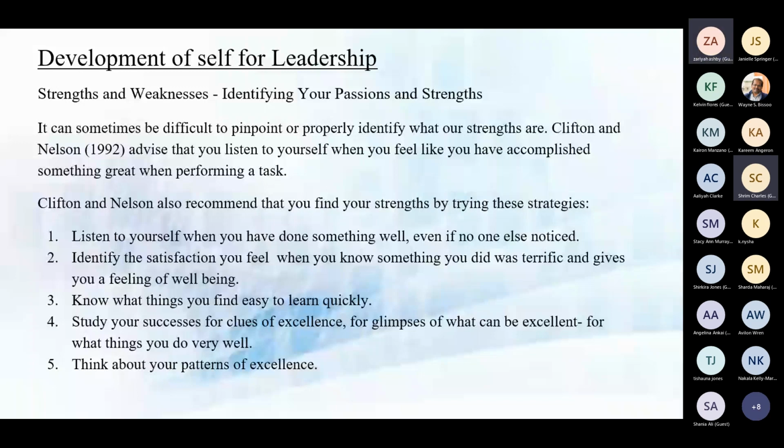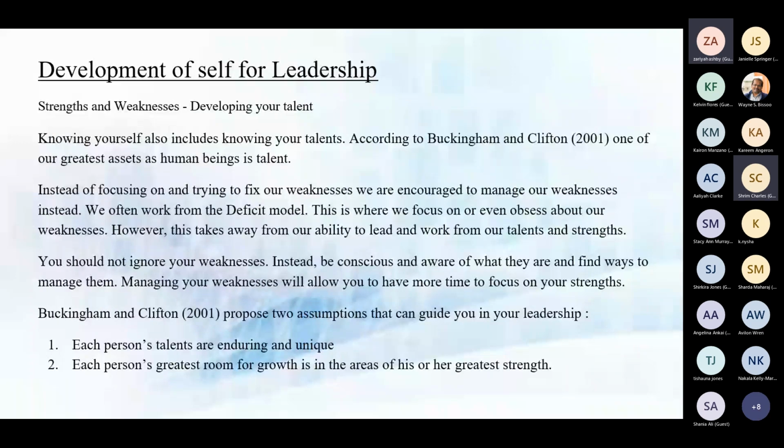Okay, sorry. So on to developing your talent now. On the topic of gaining self-awareness and knowing who you are as a person, knowing yourself also includes knowing your talents. According to Buckingham and Clifton, one of our greatest assets as human beings is our talent. And I would just like to say that everybody has talent, regardless of whether or not they recognize what it is.